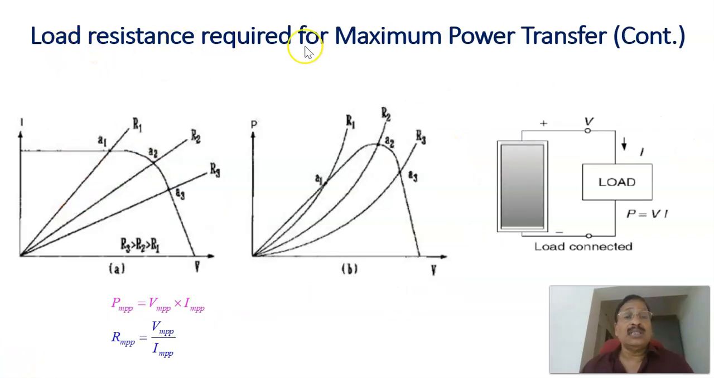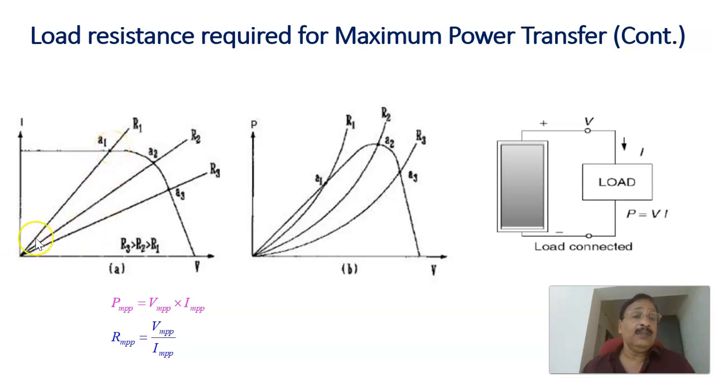Continuing the load resistance requirement for maximum power transfer, as we have seen, this is the IV characteristic for a certain irradiance. If the line is passing through a point, that is B1, corresponding to resistance R1, this is the point at which it passes. If you plot the same thing in the PV characteristics, the corresponding point B1 is this one, or this much power can be extracted if you ask for this resistance.